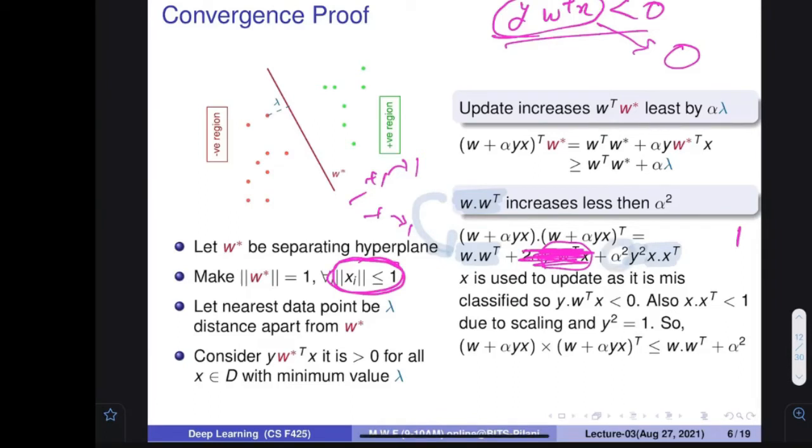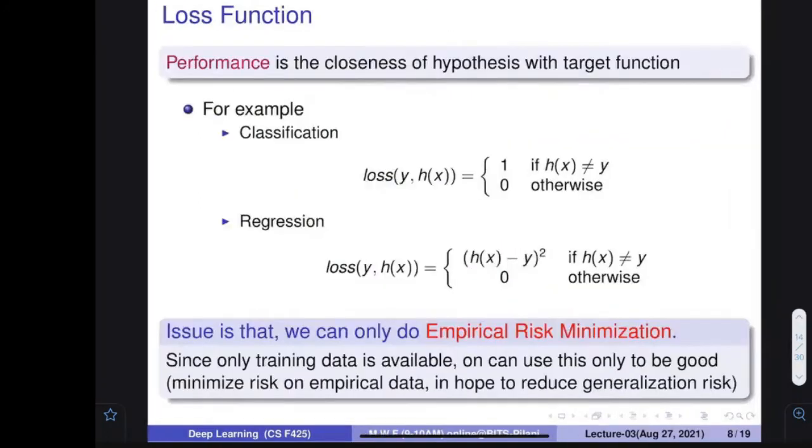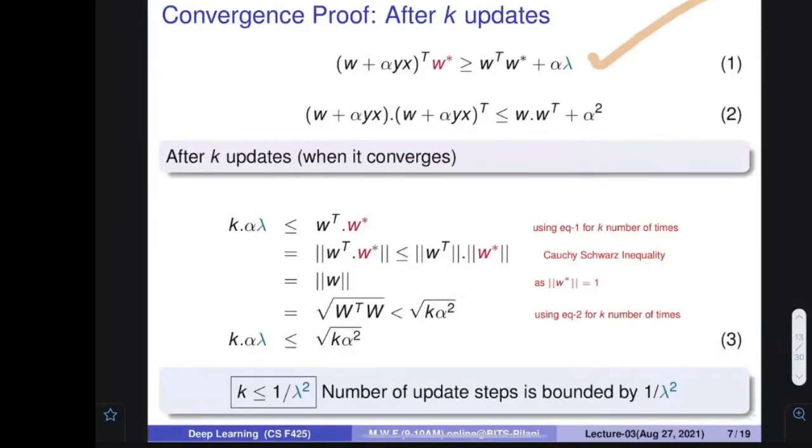So we can say that this particular expression is less than or equal to W transpose plus alpha square. Fine. Let us write these two things, the first expression that we have seen and the second expression that we have seen. When we do an update, W transpose W star actually increases by at least alpha times lambda.